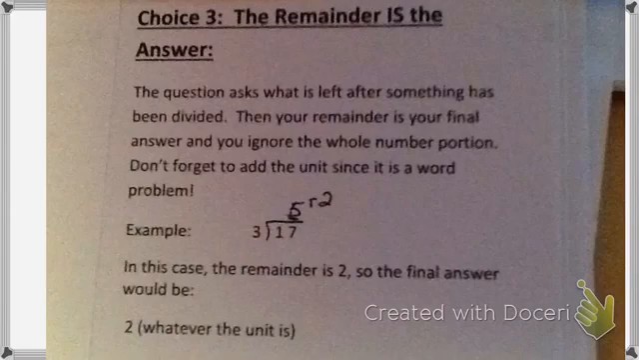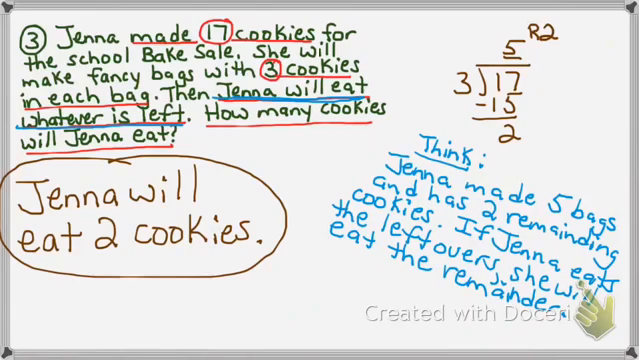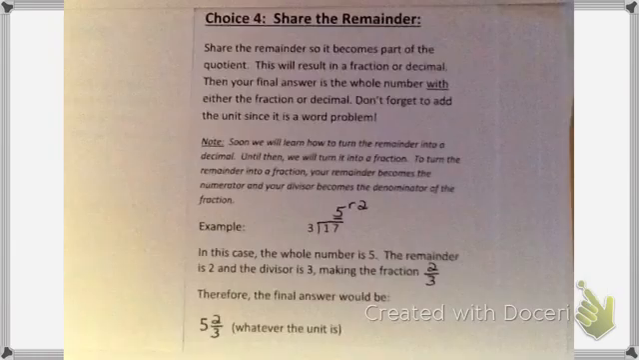Sometimes the remainder is the answer. They're just looking for how many are left over. So when the remainder is the answer, we just use the remainder as our number. As in this example, Jenna had 17 cookies. She was putting 3 cookies in each bag, and it said Jenna will eat what is left. They want to know how many cookies will Jenna eat. They want to know what the leftovers are, and the remainder is 2. So she ate the 2 cookies. It was just the remainder for the answer.